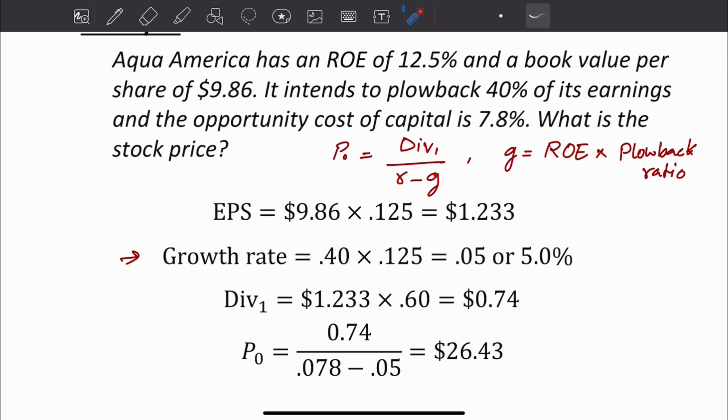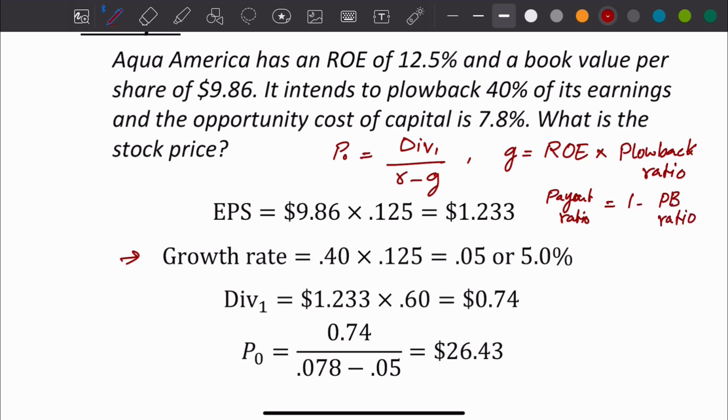However, we are given the book value per share to be $9.86, and we know the return on equity. So from those two figures, okay, we can figure out the earnings per share, and then we take that earnings per share figure and multiply it by the payout ratio. Again, here we are not given the payout ratio, but we are given the plowback ratio. And remember what I said, that the payout ratio is always going to be one minus the plowback ratio.